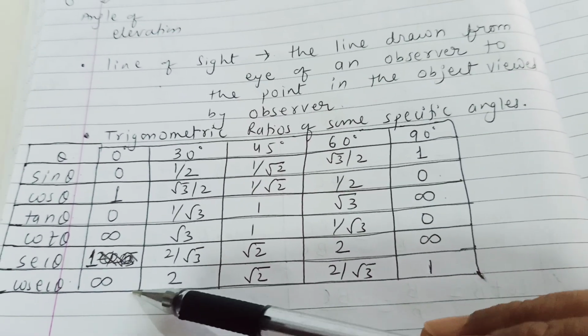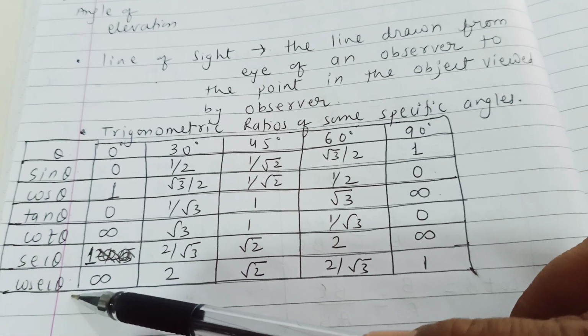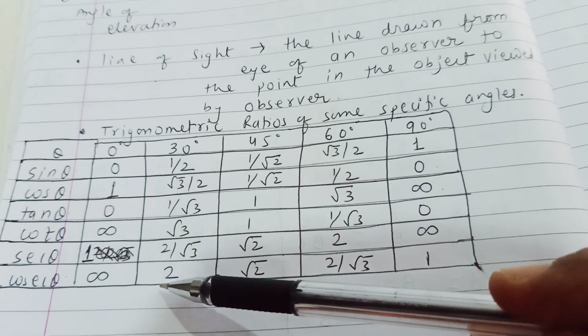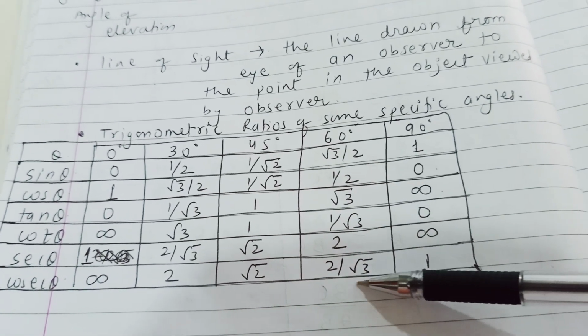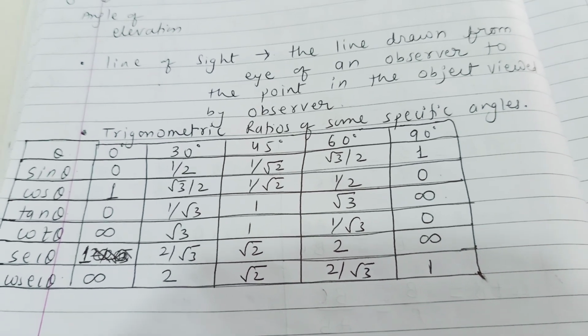Clear? And cosec is just the reciprocal of sin theta, meaning cosec theta is equal to 1 upon sin theta. So we can write here 0, so it does not exist. 1 by 2 is 2. 1 by root 2 is root 2. Root 3 by 2 is 2 by root 3. 1 is going to be 1. Clear? This much. These are very important things.